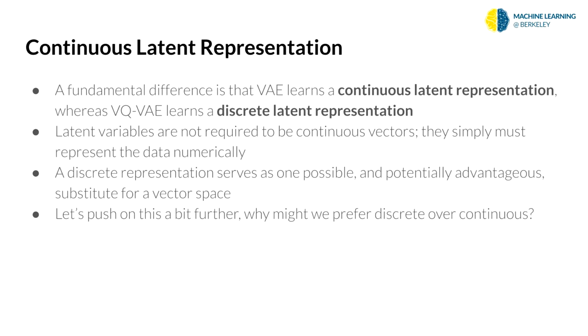The reason this was chosen is because at the time, it was just the simplest to use, and it was just a good way to represent the data numerically. There wasn't too good of a reason for them to use a continuous space. On the other hand, researchers explored using a discrete space because they thought that a discrete representation serves as a possible different space that would offer different advantages. So let's push on this a little bit further. Why might we prefer a discrete space over a continuous space?